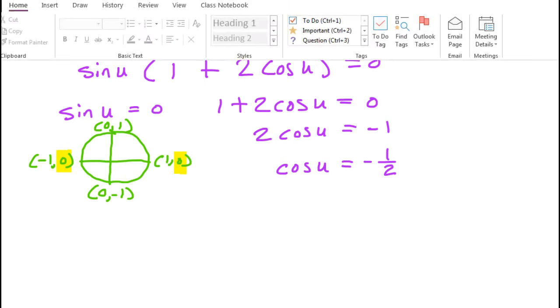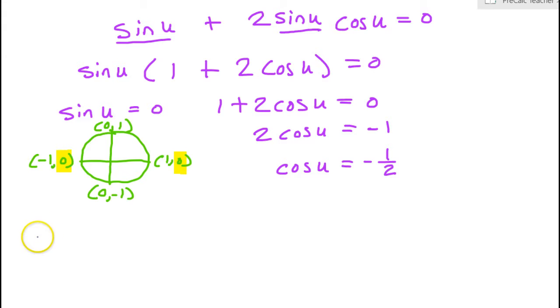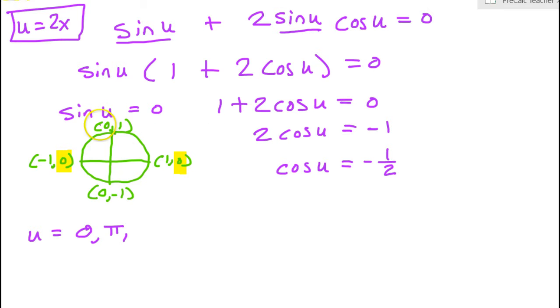So if I were just going one time around the unit circle, that would tell me that u is equal to 0, which is right here, and pi, which is right here. All right, but as I discussed a minute ago, because u is really 2x, don't forget that, we need to double this pattern. So instead of just going one time around the circle, I need to go around twice.